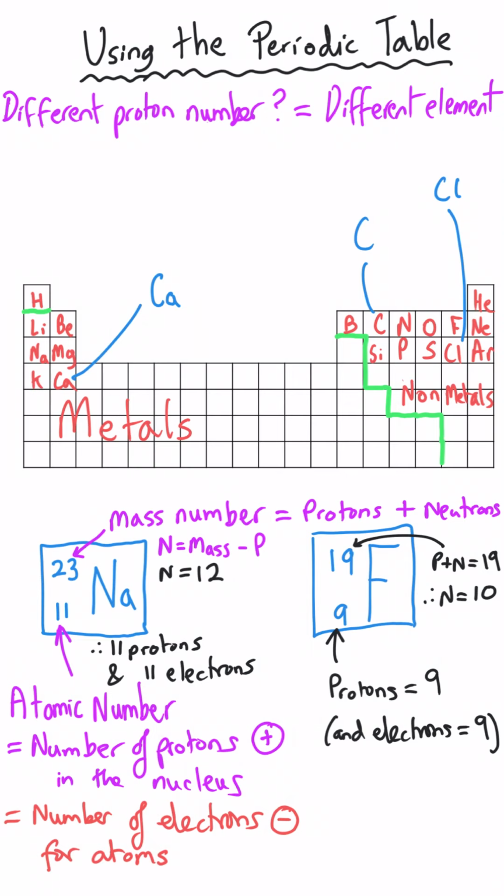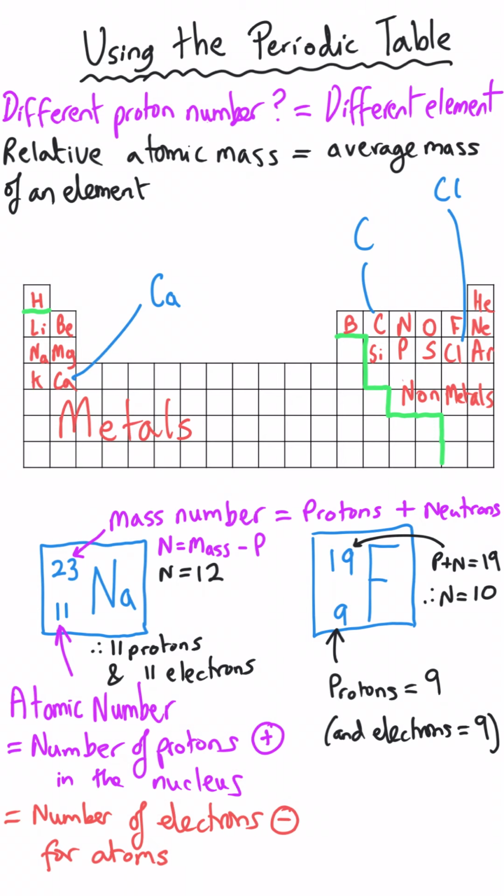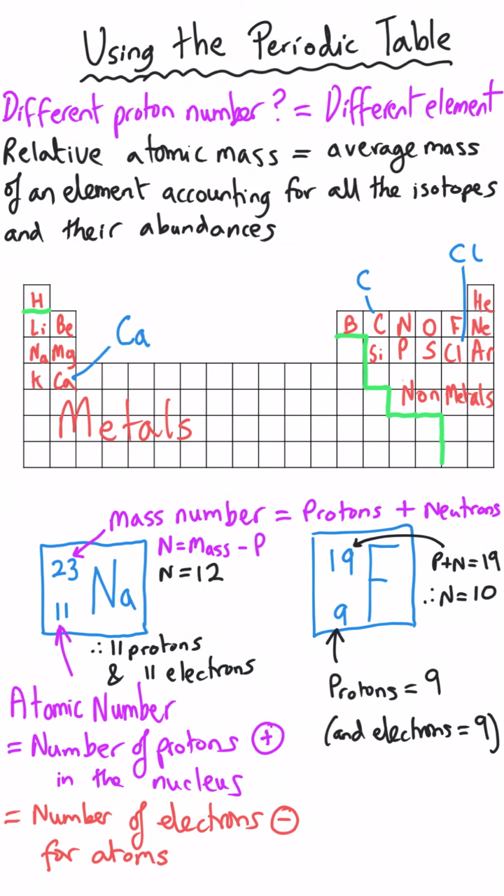This mass number, which obviously must always be the larger of the two numbers, is also sometimes called the relative atomic mass. Now, strictly speaking, those two aren't the same quantities. The mass number is always an integer because it is always protons add neutrons. The relative atomic mass is actually an average value of the masses of all the isotopes of a particular element, taking into account how abundant each of those isotopes is.